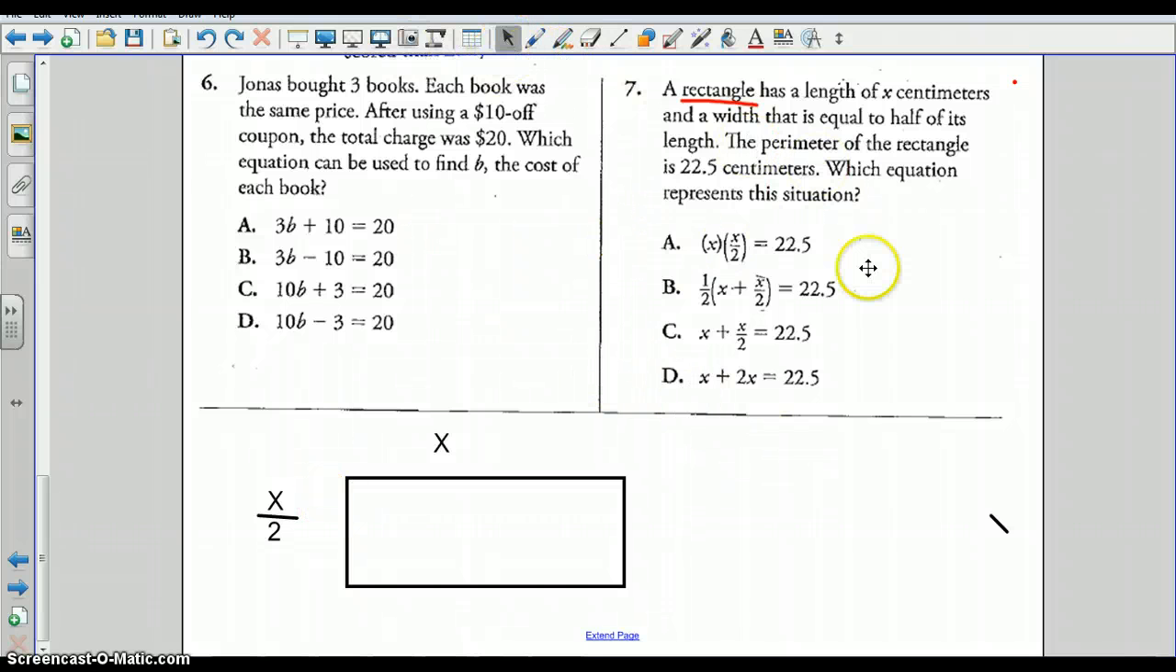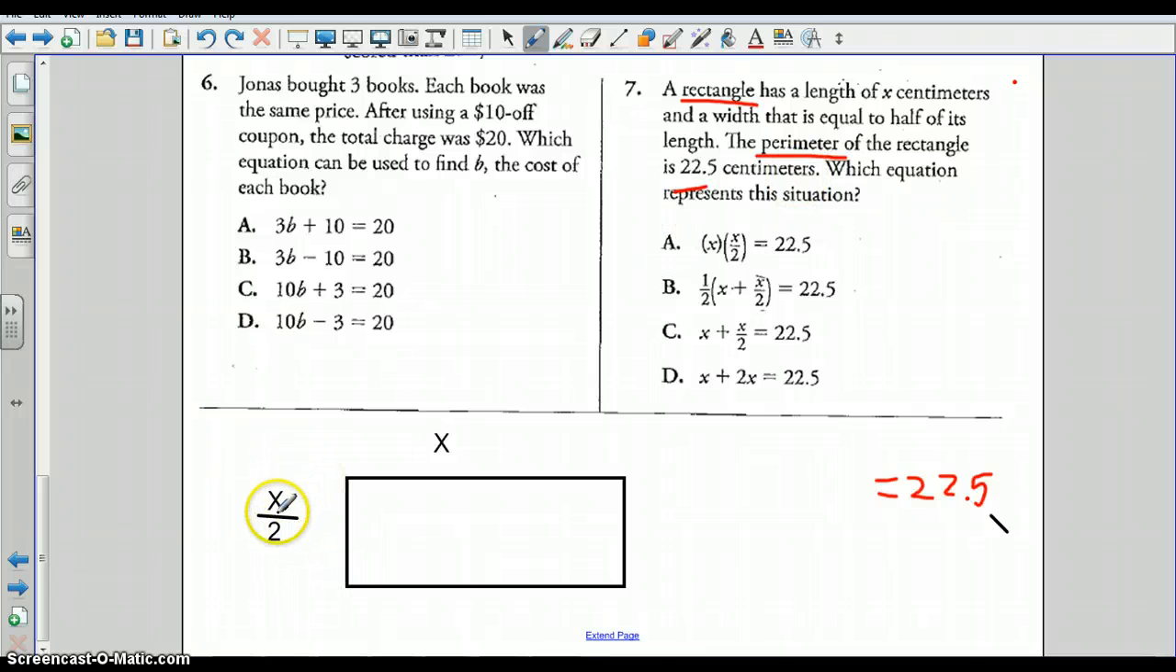Now let's keep reading our problem. Let me find my pen here. The perimeter is 22.5 inches. Remember, is means equals, so let's go ahead and put equals 22.5. And we've talked about this, so most of you are pretty good. You know perimeter means you add all the sides.